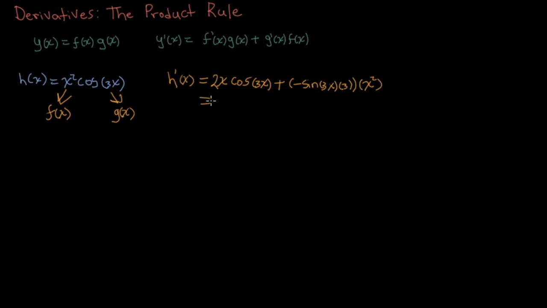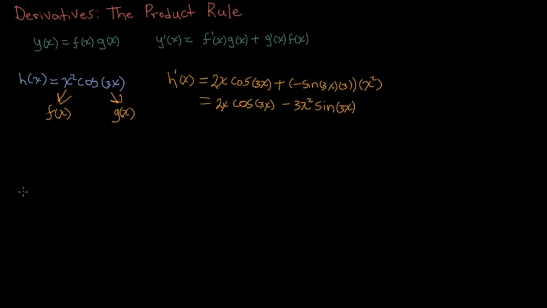So from here, we can go on and simplify this. We will write it as 2x cos 3x minus, and then we'll multiply the 3 and the x squared together, so 3x squared sine 3x. Right, and there's your product rule.